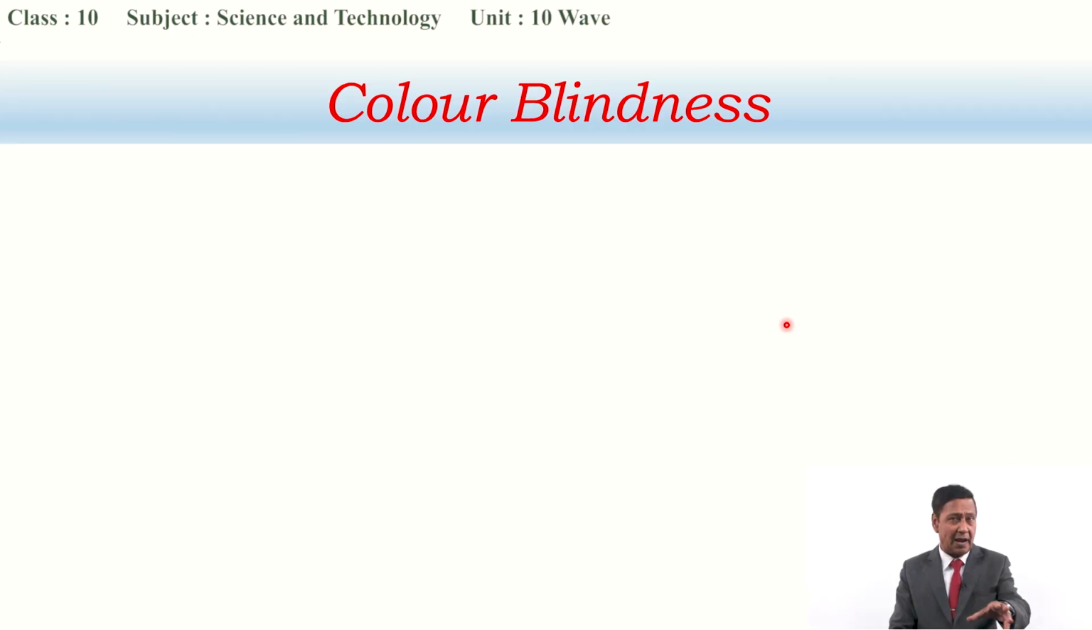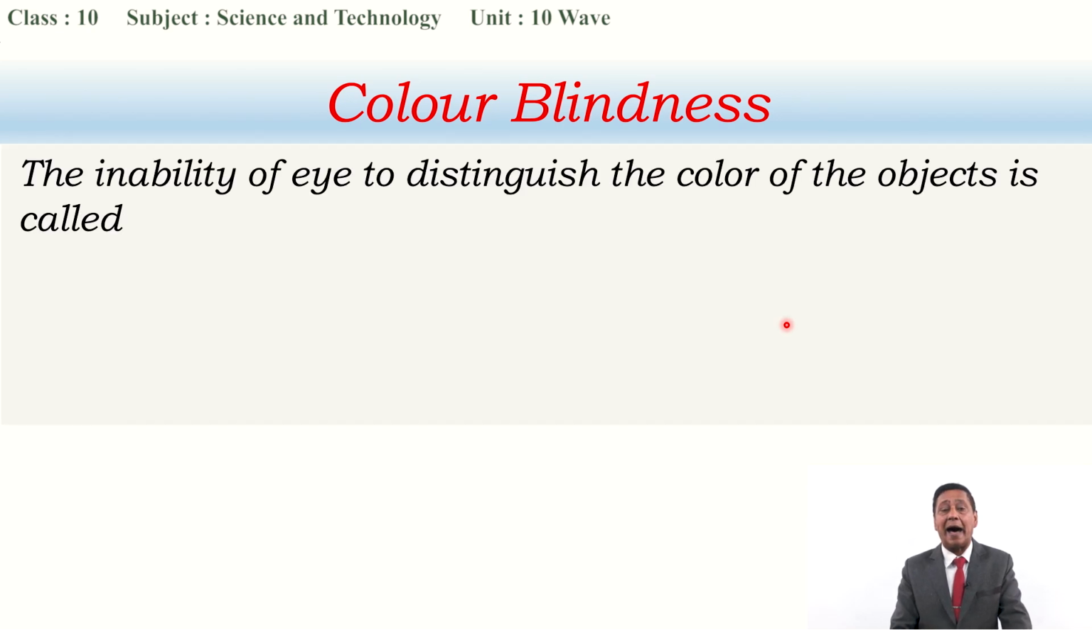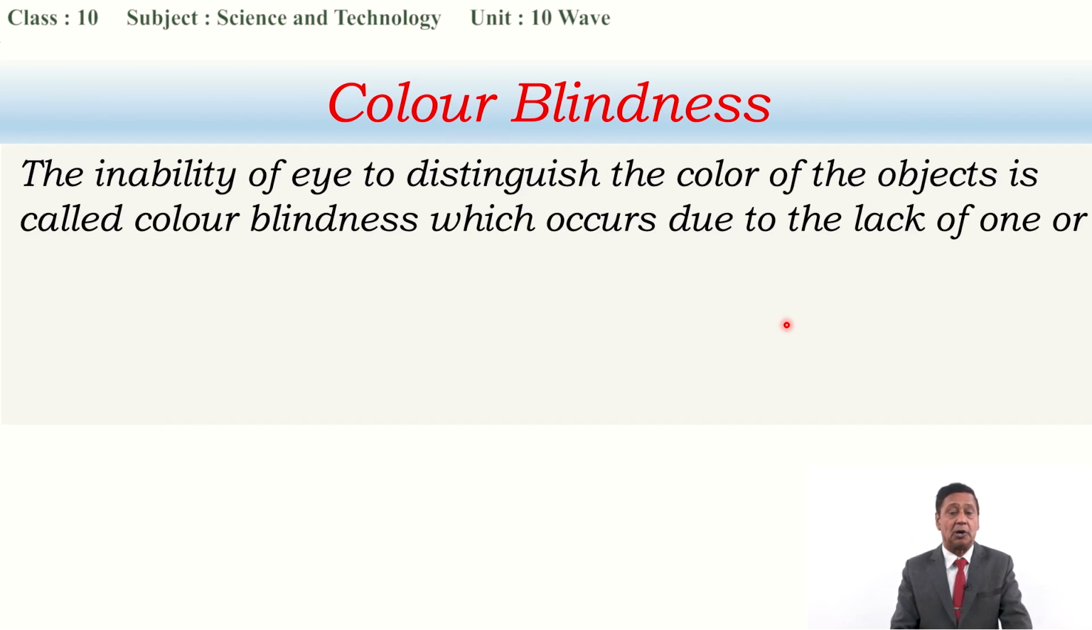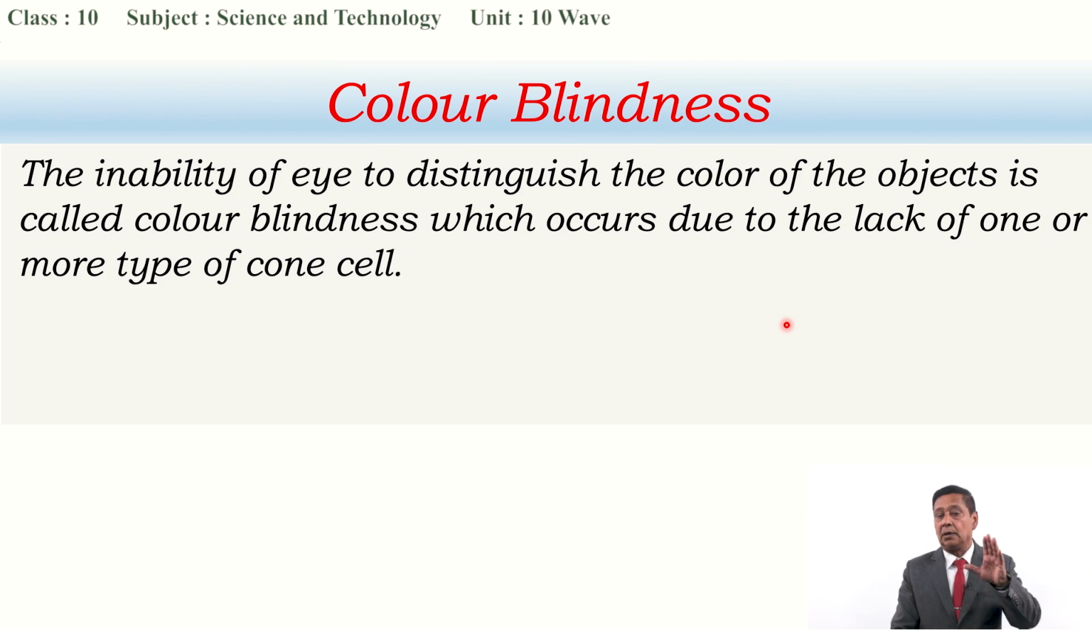After cataract, I told you about color blindness. The next problem is color blindness. What is it? The inability of the eye to distinguish the color of objects is called color blindness, which occurs due to the lack of one or more types of cone cells.